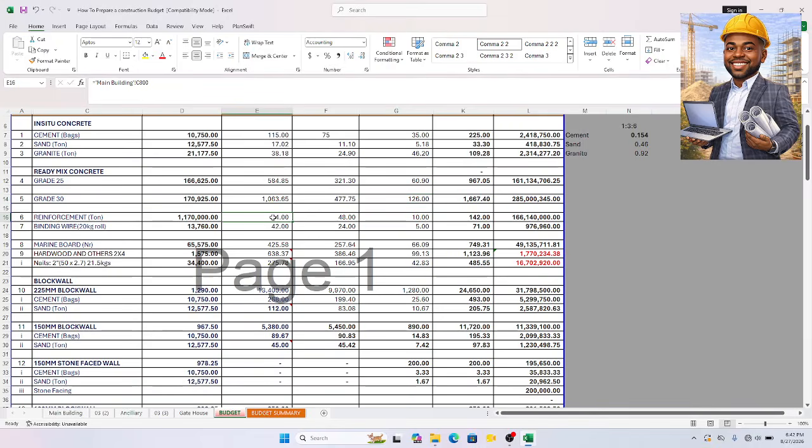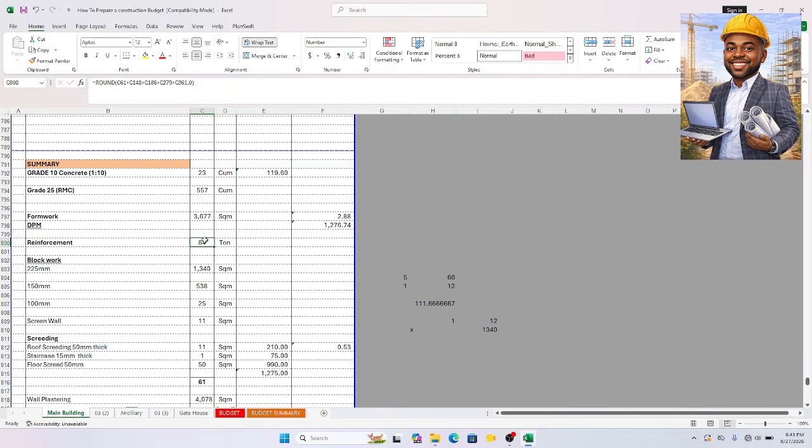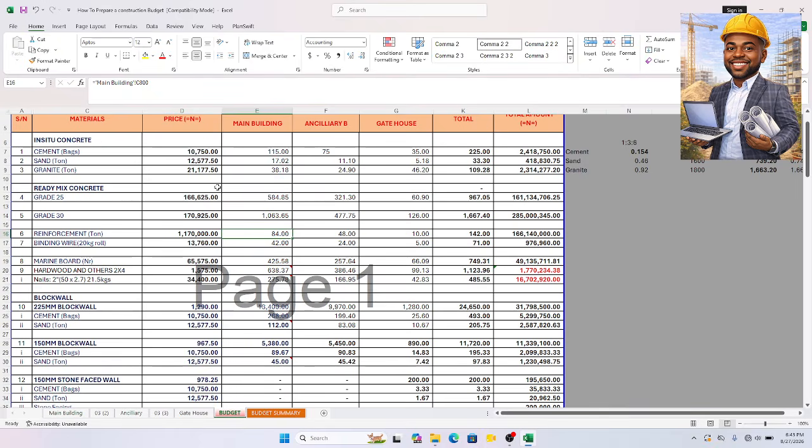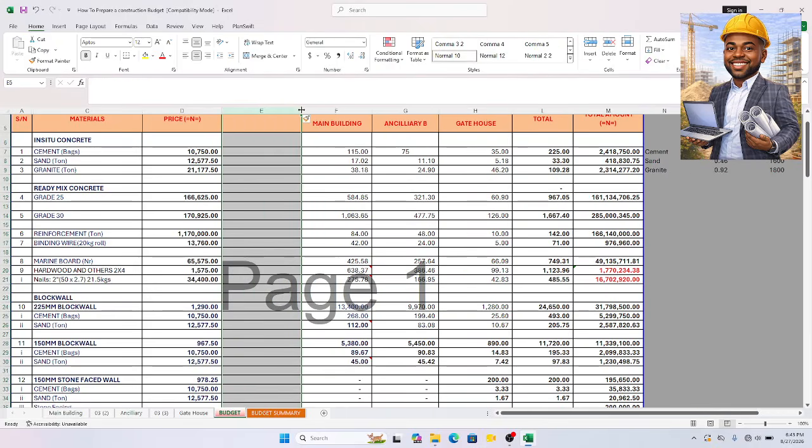My total reinforcement for the main building is this. You see the importance of you having a quantity schedule or a quantity summary. It becomes easy to pick. Or if you're the one that wants to put your quantity here for everybody to see, great.